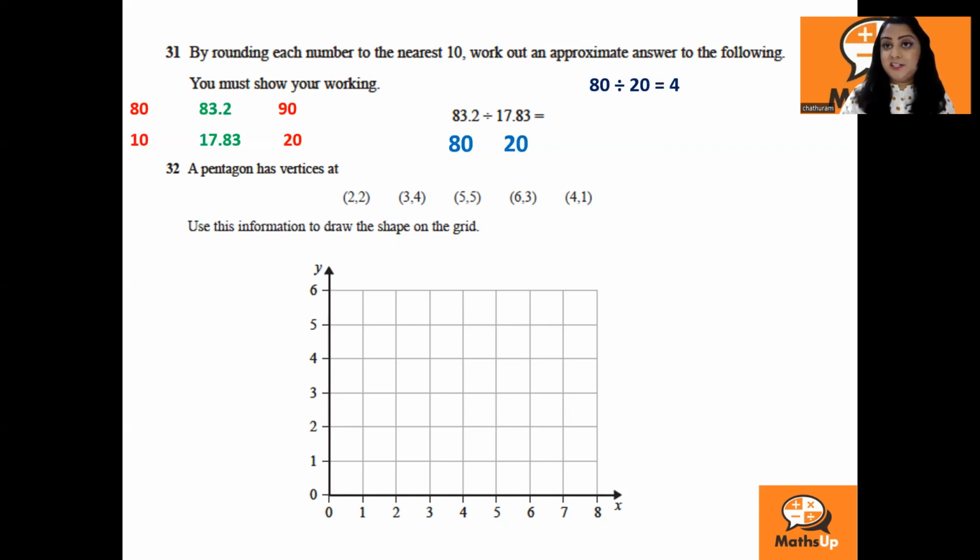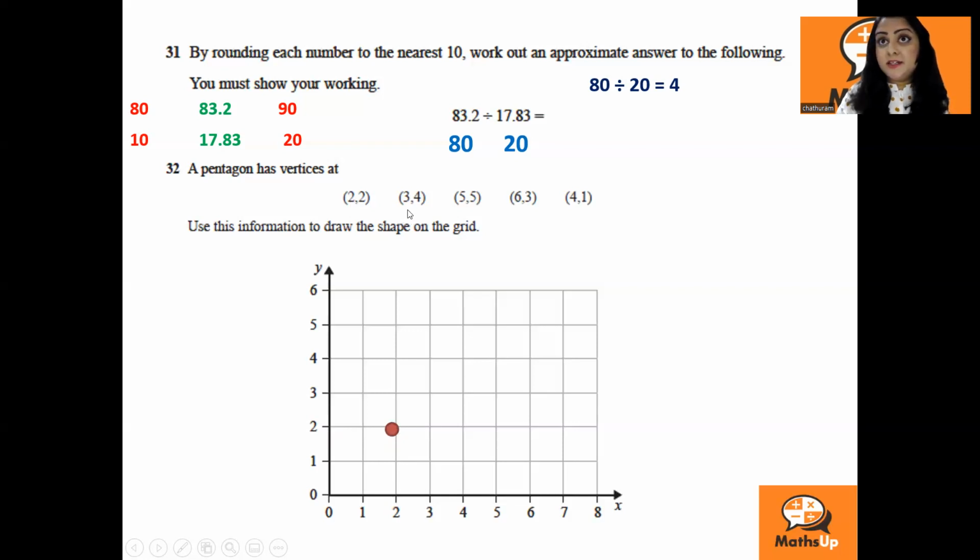Then 32nd question. A pentagon has vertices at, then coordinates are given. A pentagon has 5 vertices and 5 sides. The coordinates of the vertices are given, so you have to use this information to draw the shape on the grid. Now we'll plot the first coordinate, 2, 2. It says when x is 2, y is also 2.